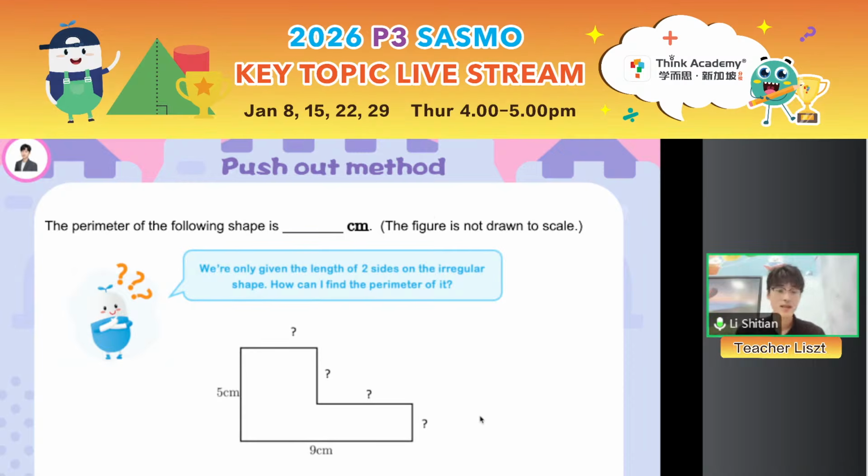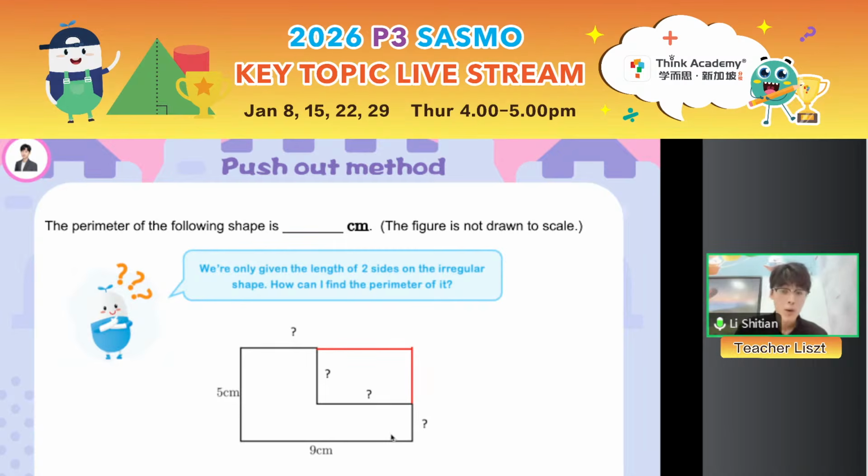Let's see, huh? So for this short line, I want to move it. I want to push it. Push to here. Then for this short line, I want to move it to the right. Oh, so now for this shape, it is a rectangle, right? And we also know how long the breadth is. We know how long the length is. Can you guys solve the perimeter of this rectangle now?